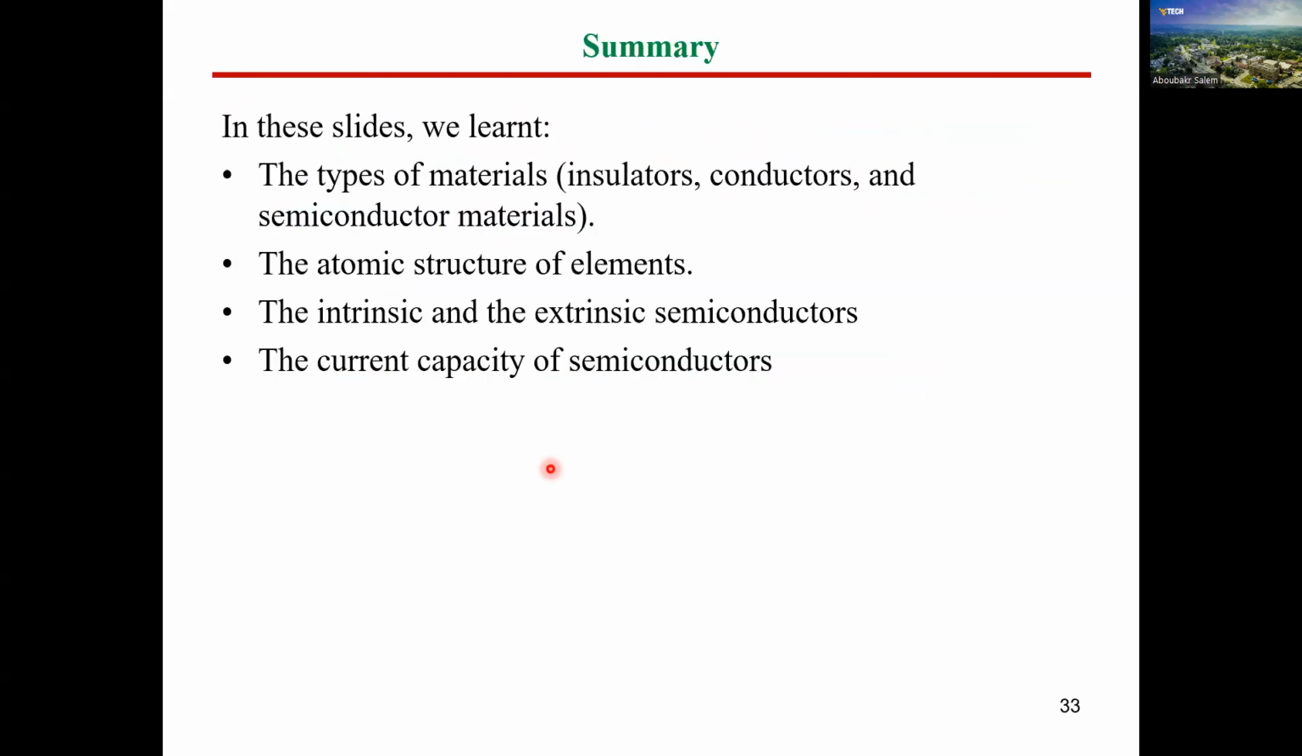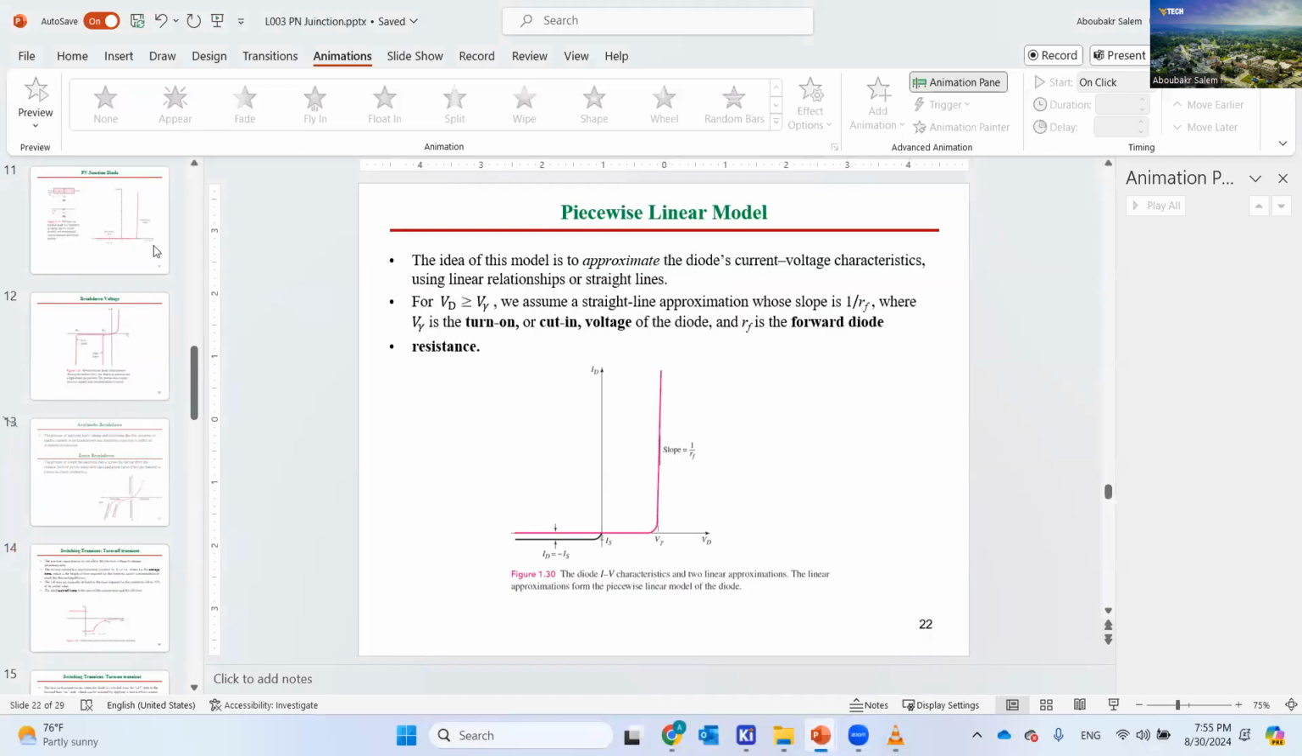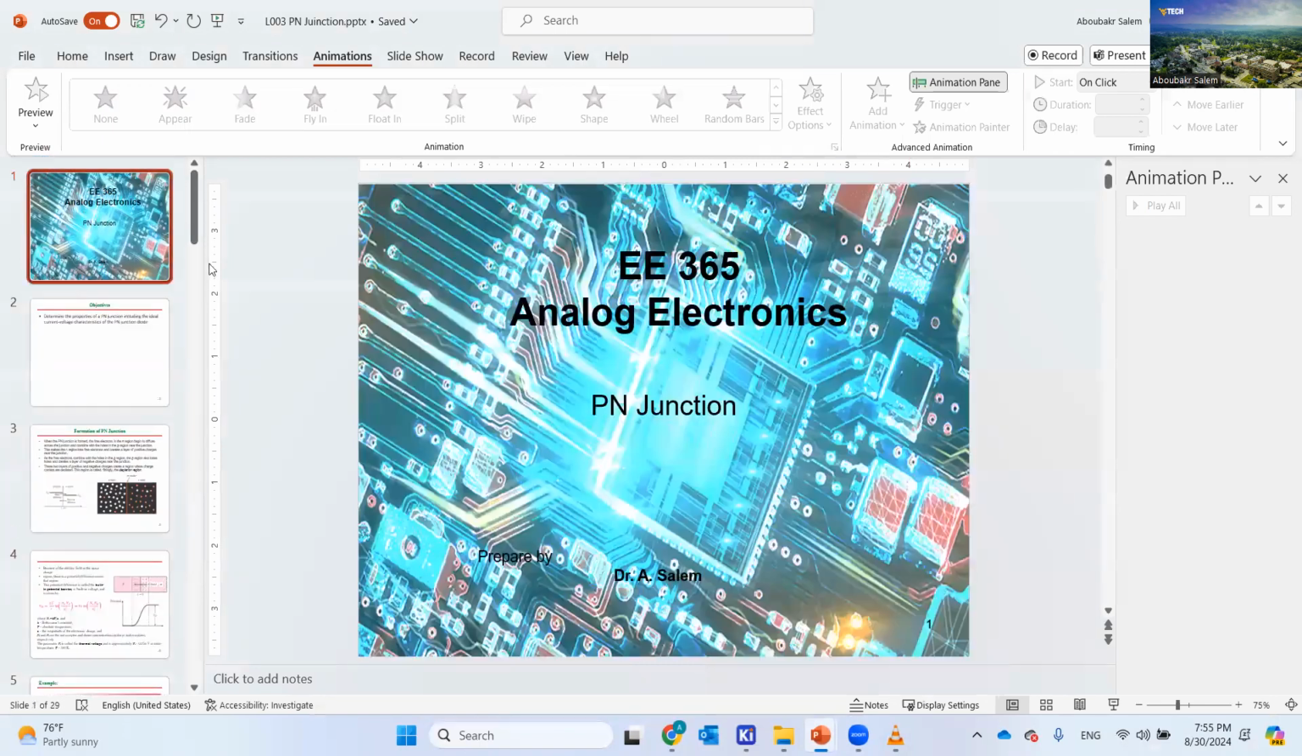The summary of these materials, guys, in these slides, we learned the following: the types of materials, the insulators, conductors, and semiconductor materials. Also, the atomic structure of elements, which we learned in the last class, the intrinsic and the extrinsic semiconductors, and the current capacity of a semiconductor material. Now, we are ready to mix p-type material along with n-type material in one composite to see what's called a p-n junction. So let me start now with the other materials here. I will share all the materials with you on eCampus.